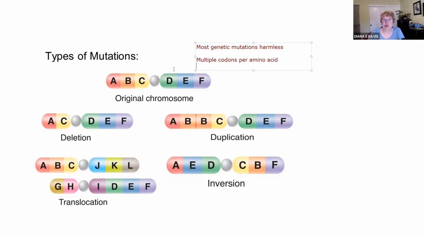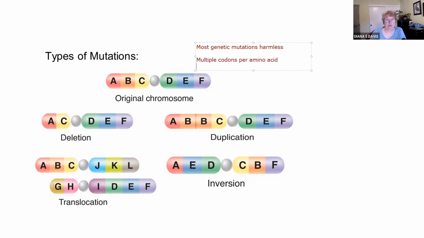So this shows you your original chromosome that has, we're going to call this, six genes, gene A, B, C, D, E, and F. You can have a genetic mutation that is small, like a single nucleotide, or you can have, as shown here, a whole gene deleted. So in that example, gene B is just gone. Our next example, somehow you ended up with two copies of gene B. You have a duplication. Both of these situations are more severe or more likely to be severe than single nucleotide changes.